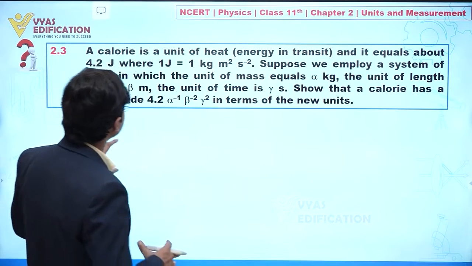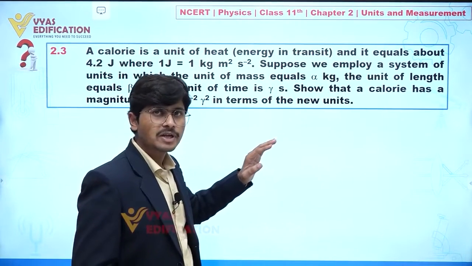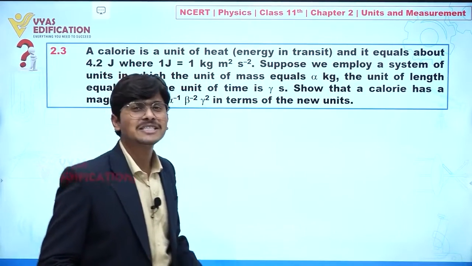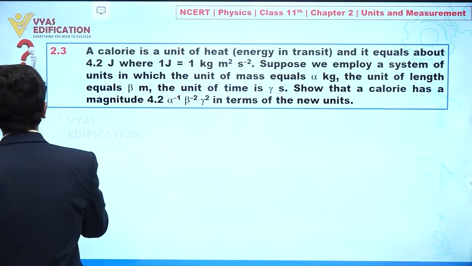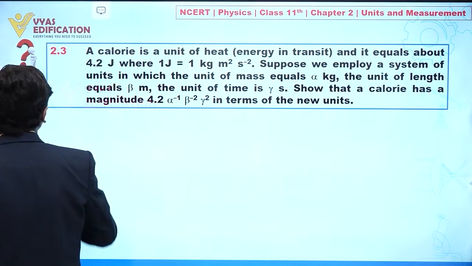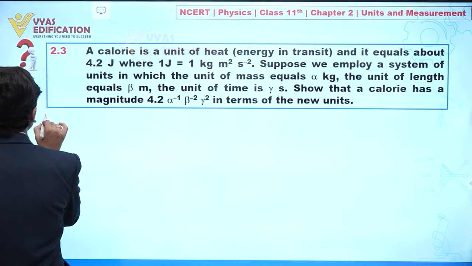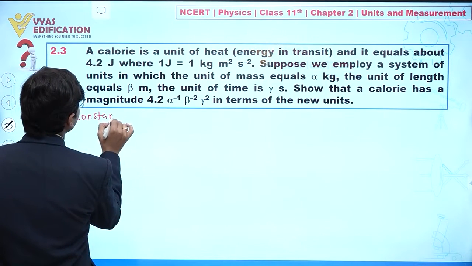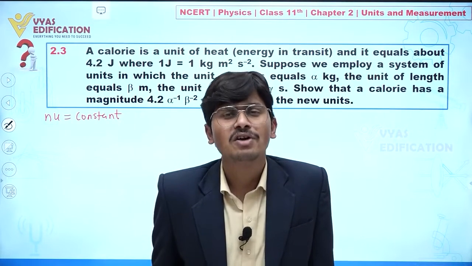So actually you can see here, in the old unit a calorie is defined in terms of joule, clear, and joule is equal to 1 kilogram meter square per second square. Actually, do you know one relation? Whenever we are talking about unit and its magnitude, you know very well we have one relation that nu, this value should be constant, clear. Nu means the product of magnitude and the unit always remains constant.